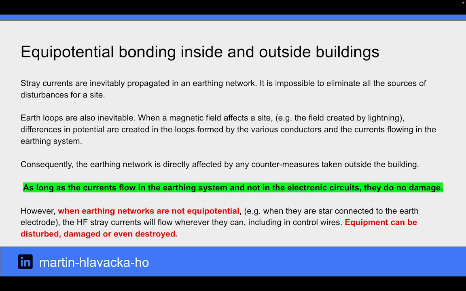Consequently, the earthing network is directly affected by any countermeasures taken outside the building. As long as the currents flow in the earthing system and not in the electronic circuits, they do no damage. However, when earthing networks are not equipotential, the high-frequency stray currents will flow wherever they can, including in control wires. Equipment can be disturbed, damaged, or even destroyed.